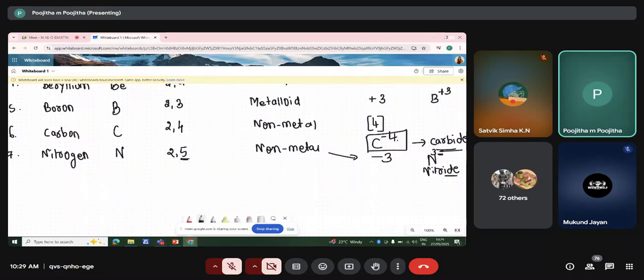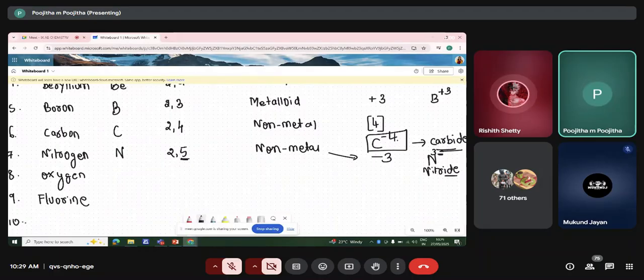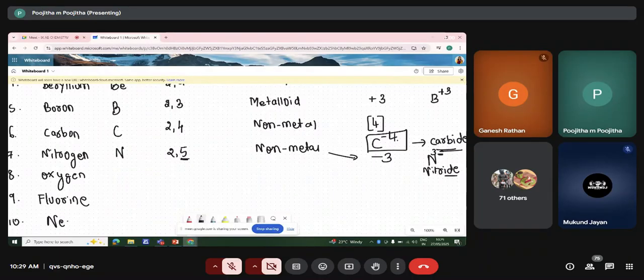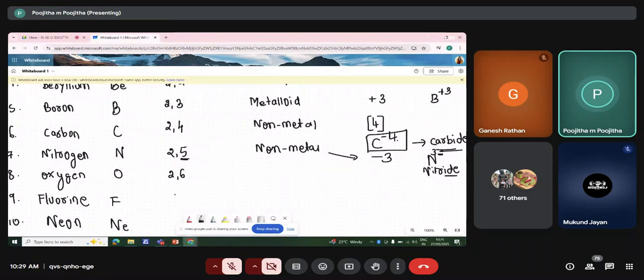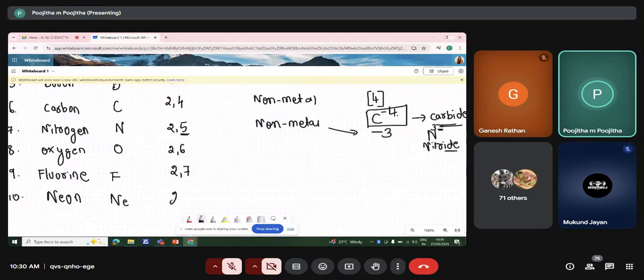Now the eighth element, oxygen, the ninth element, fluorine, the 10th element, neon. So oxygen symbol is O, fluorine is F, neon is Ne, because N is the symbol for nitrogen. Atomic number 8, electronic configuration 2, 6. Atomic number 9, so 2 comma 7. Atomic number 10, so 2 comma 8.